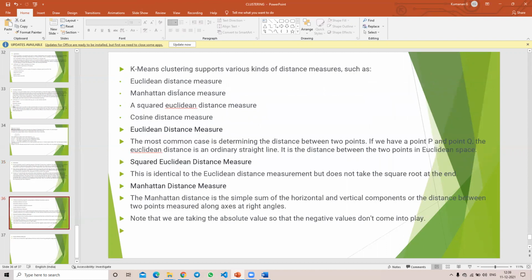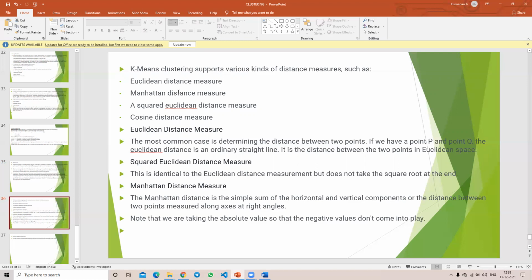K-means clustering algorithm supports various kinds of distance measures such as Euclidean distance measure, Manhattan distance measure, squared Euclidean distance measure, and cosine distance measure. Euclidean distance measure: the most common case is to determine the distance between two points. If we have point P and point Q, the Euclidean distance is an ordinary straight line. It is the distance between the two points in Euclidean space.